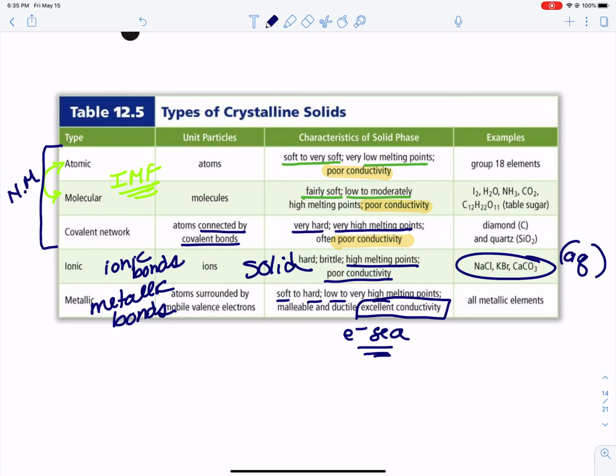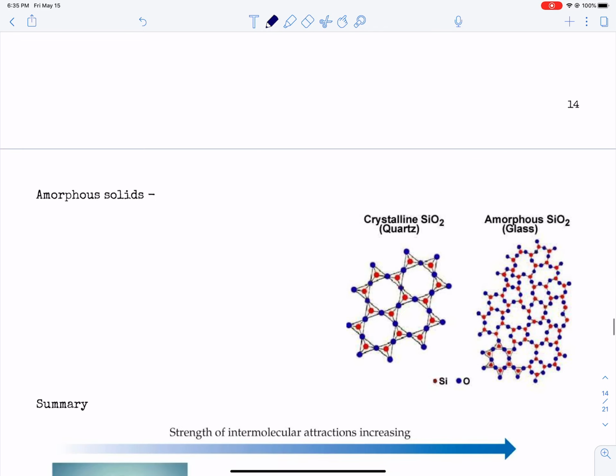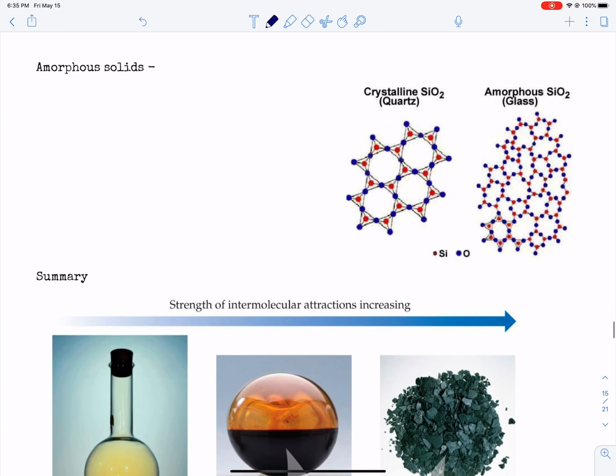So this is all about crystalline solids. Remember, there was another type of solids that we discussed at the beginning, and those are amorphous solids. So basically, if you know the definition of a crystalline solid, it is the opposite of a crystalline solid. So a solid whose molecular arrangement lacks the regular long-range pattern of a crystal.